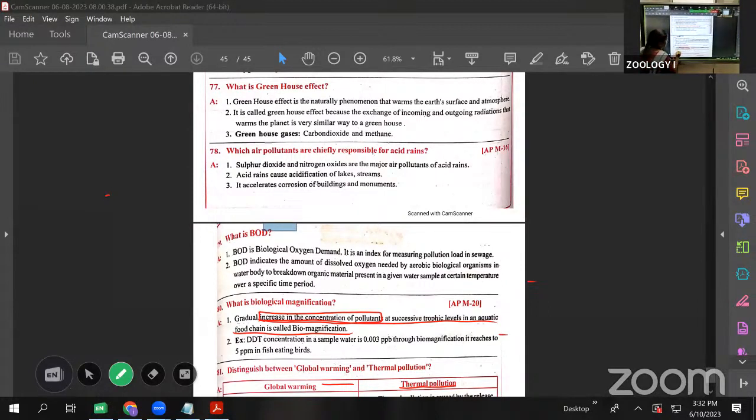For example, DDT concentration in the water is normally 0.003 ppm, and through biomagnification it reaches 5 ppm in the upper trophic level. Clear? Compare 0.003 becoming 5 ppm. An increase like this is called biological magnification.